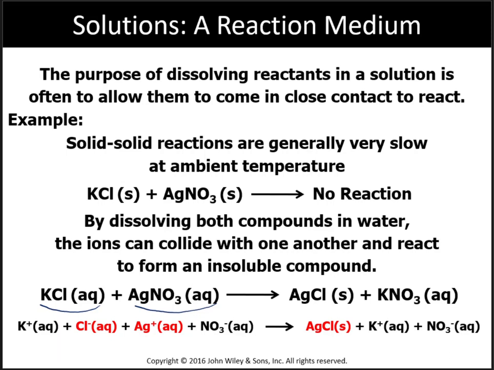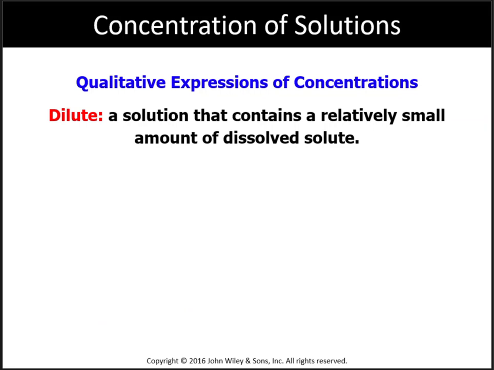So let's focus now on the amount of solute that's going to get dissolved in the solvent. That is called the concentration of your solution. Now, there are two terms we use for concentration qualitatively. We say dilute solution or concentrated solution. A dilute solution is a solution that has a very small amount of solute. A concentrated solution has a higher amount of solute dissolved in the solvent.